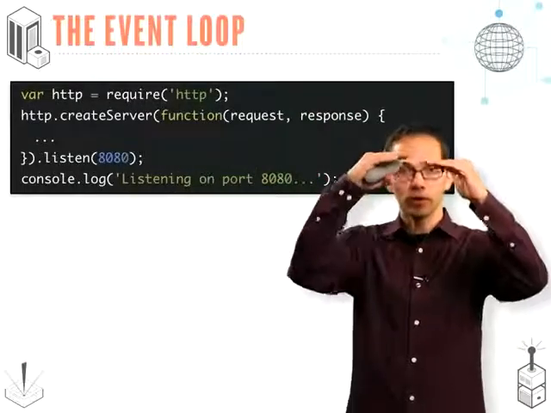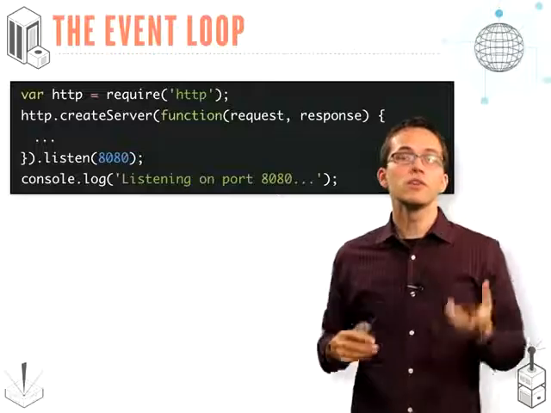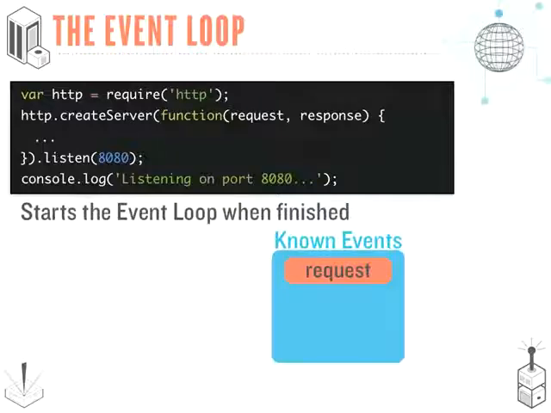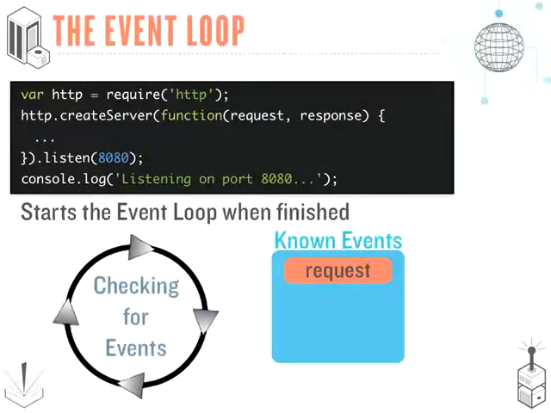Now let's talk a little bit about how Node executes this code. The first time we go through this code and execute it, Node is going to register events. In this case, we're registering the request event for whenever a request comes in. Once it gets done executing the script, Node goes into something called an event loop. Right? It's checking for events continuously.